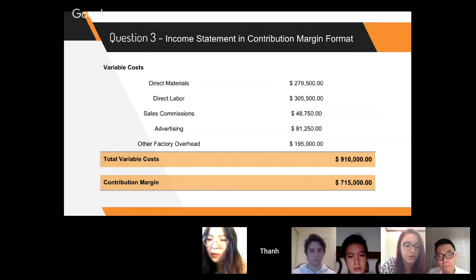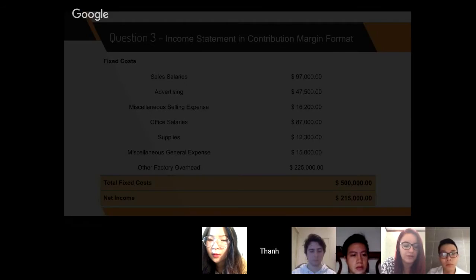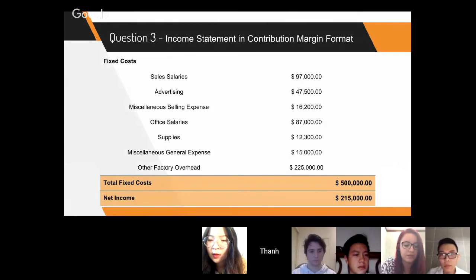The contribution margin is $715,000. Following, the total fixed costs are $500,000, summed up namely from the sales salaries, advertising, miscellaneous selling expenses, the office salaries, supplies, miscellaneous general expense, and other factory overhead. As a result, we see the achieved net income is $215,000.